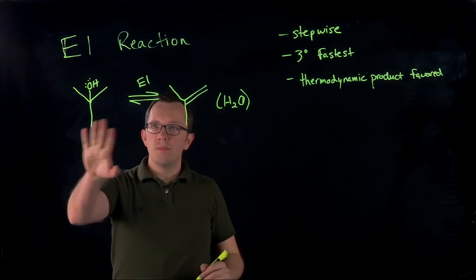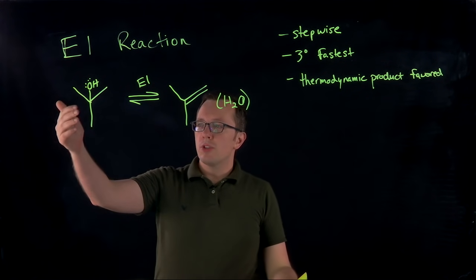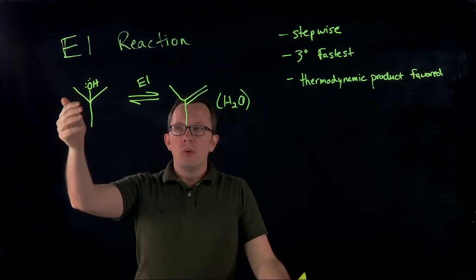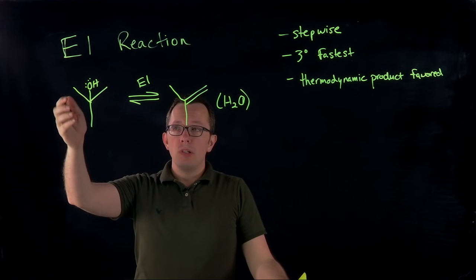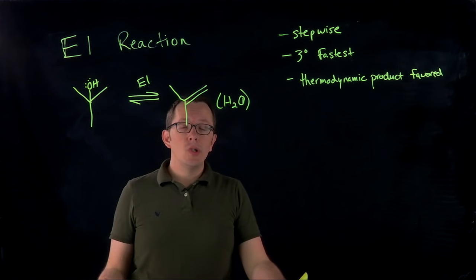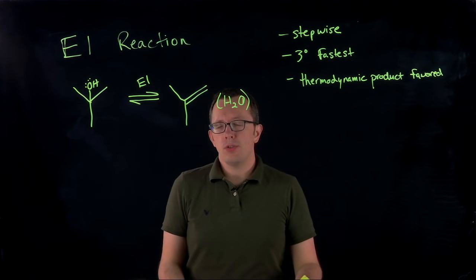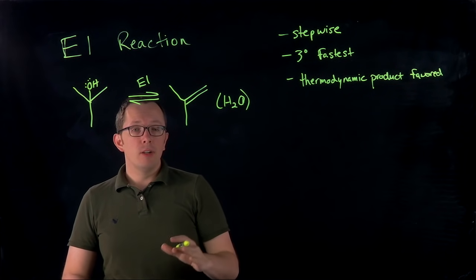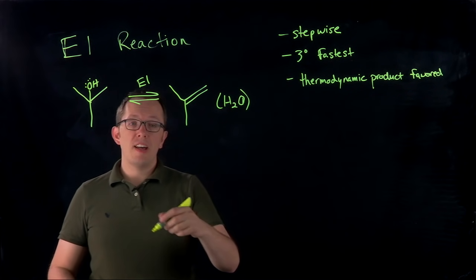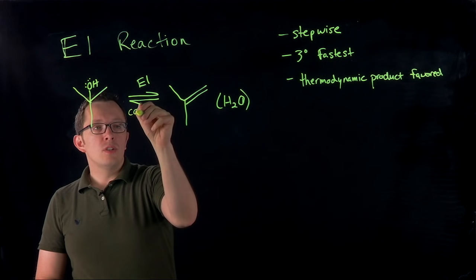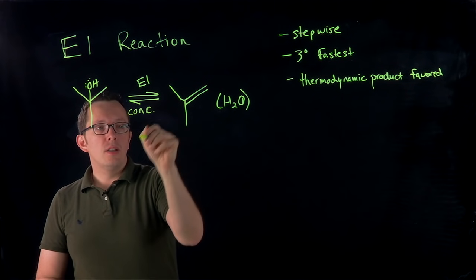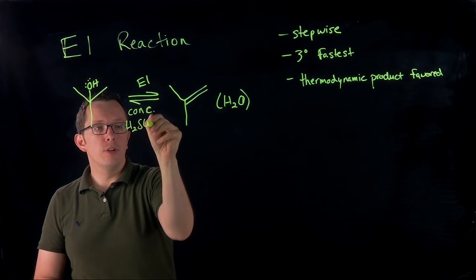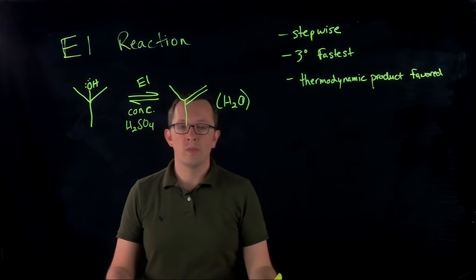Okay, so let's talk about the mechanism. So we're starting with a tertiary alcohol. We don't really have a good leaving group here. So we need to convert the alcohol into a good leaving group in order for this reaction to go. So in this case, we're going to use a very specific reagent the vast majority of the time. And we're going to use concentrated sulfuric acid, H2SO4. Right?